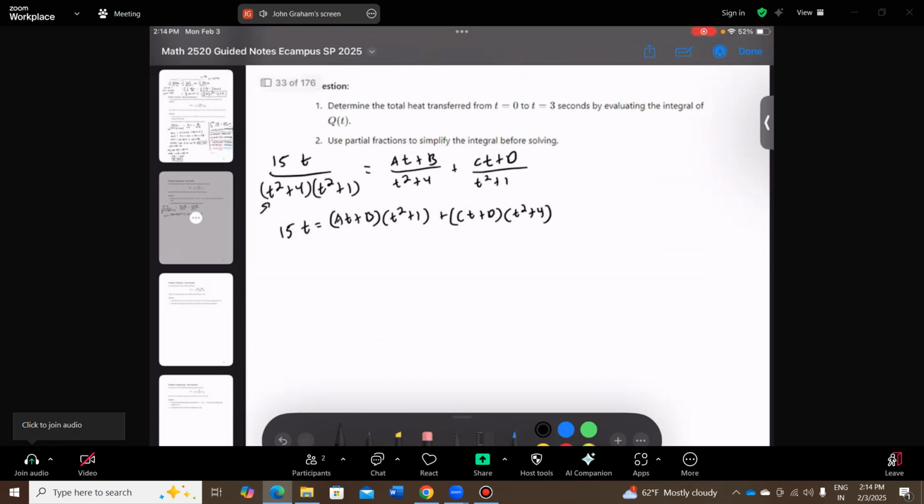And we'll have to FOIL this out. This is where things are going to get kind of long. So At times t squared is At cubed plus Bt squared plus At plus B. And then this one will be Ct cubed plus Dt squared plus 4Ct plus 4D.